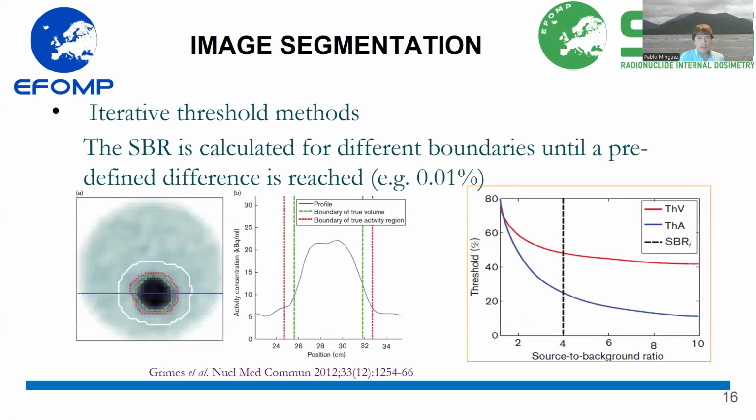Then we have iterative threshold methods. In this case, the source to background ratio is calculated for different boundaries, and this is done until a predefined difference is reached. In this case, we can see that there are different thresholds for activity determination or volume determination because of the partial volume effect.